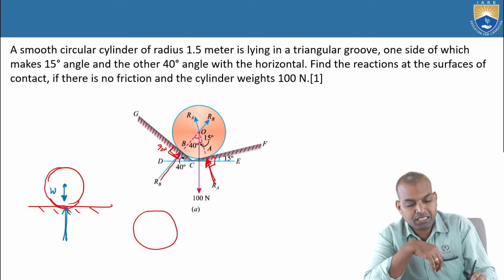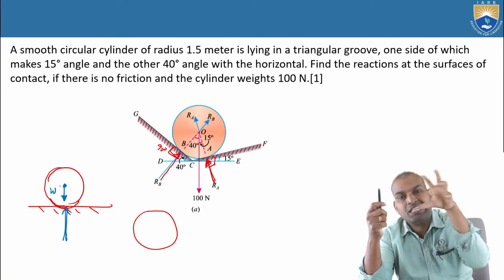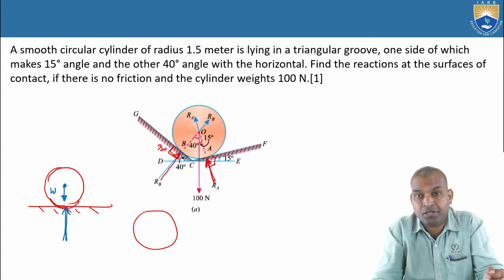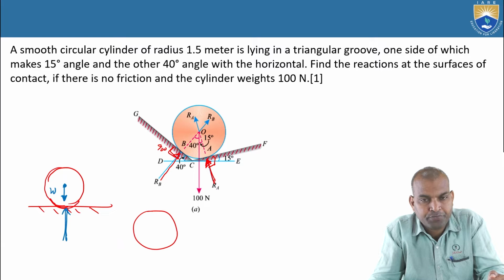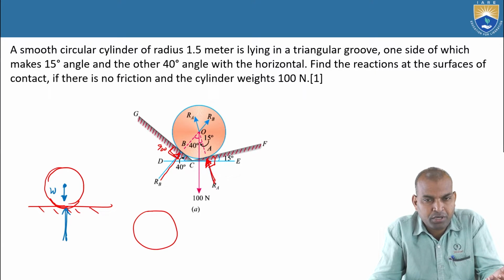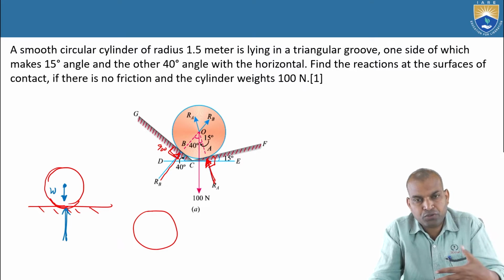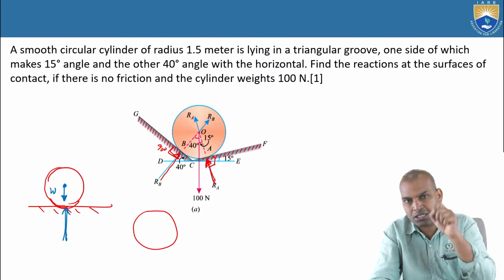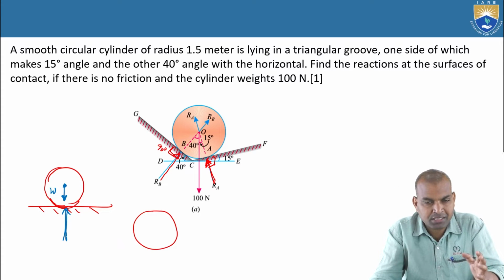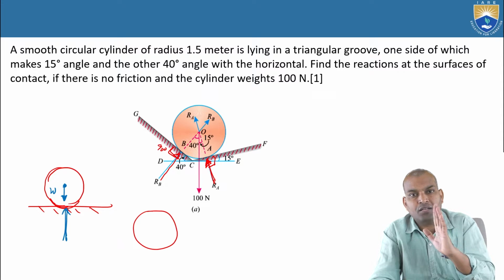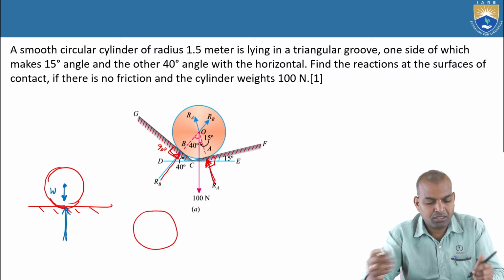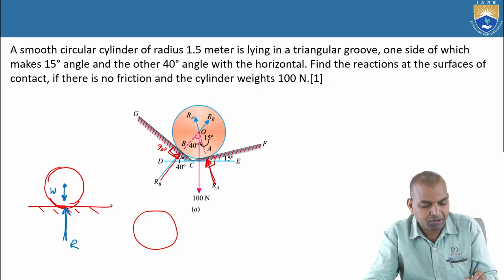Why are we considering only this? Because the weight of the mass acts through a single point, and that point is known as the centroid point or center of gravity point. Through the center of gravity point, this weight acts vertically downwards. And the reaction force, which acts normal to the point of contact, also passes through the centroidal point. These are the assumptions. So this is the reaction force, R is the reaction.